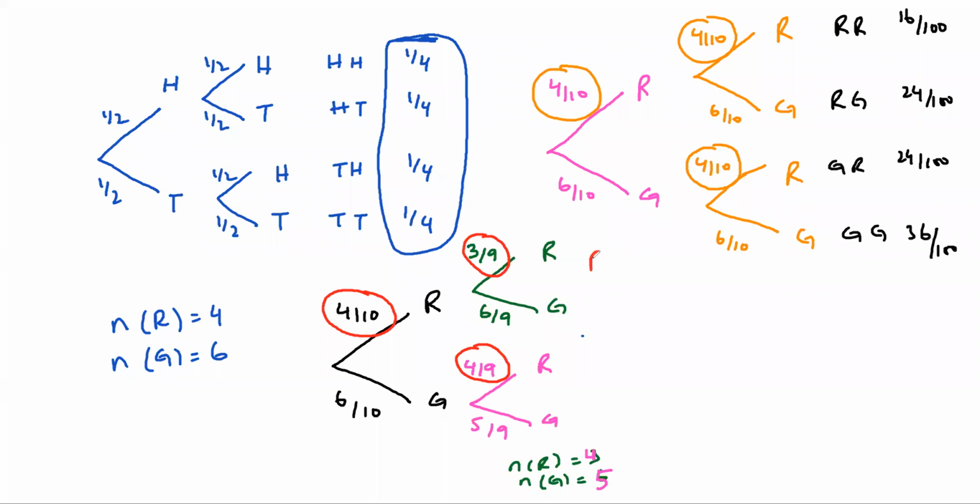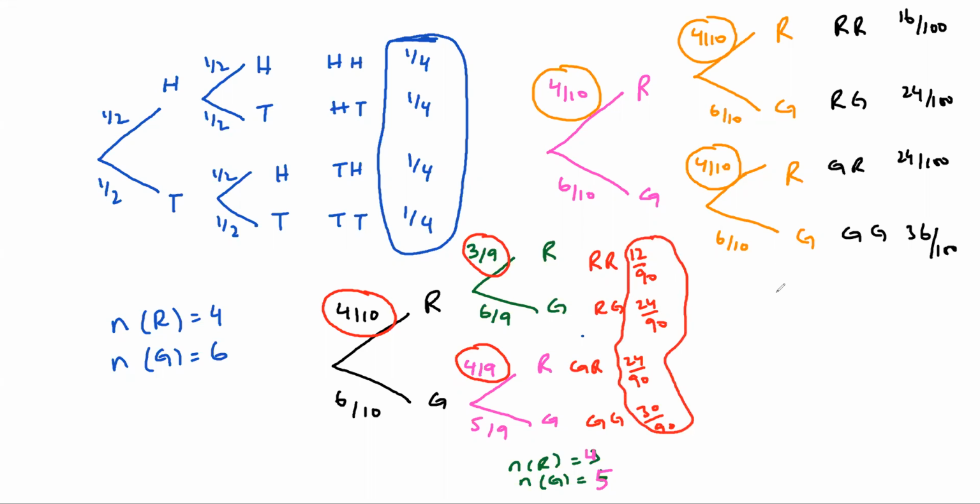So this is your red-red, that is going to be 12 over 90. This is your red-green, that is 24 over 90. This is your green-red, that is 24 over 90. And this is your green-green, that is going to be 30 over 90. And you will see that the sum of all these is still going to be equal to 1 as the sum was 1 here. Okay, so that is how you have been drawing the tree diagrams in your O levels, and this will continue here in your A levels as well.